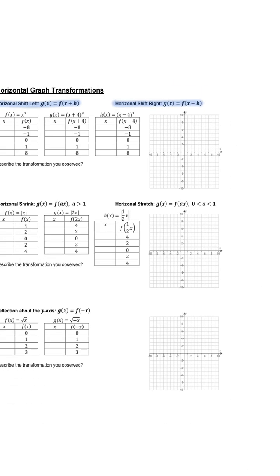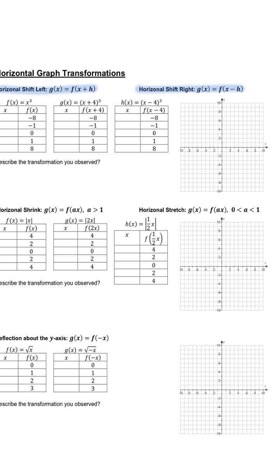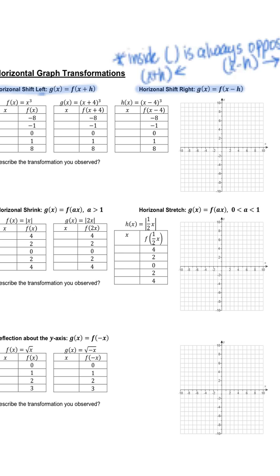Please note that when you are shifting, this is a shift left because basically what you have is x minus some number. If it's a negative number, which indicates moving left, it's a double negative, so it becomes positive. So make yourself a note here that inside the parentheses is always going to be opposite. So x plus h is a move left, x minus h is a move right.